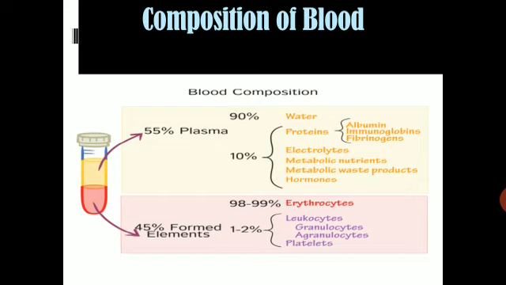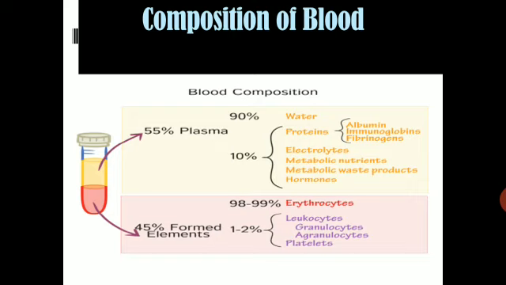According to this picture, plasma itself is composed of 90% water, and the remaining 10% has plasma proteins. Different types of plasma proteins are present. It also consists of immunoglobulins and fibrinogens. Other than that, it has dissolved ions, salts, waste products, hormones, all such dissolved substances. So it is plasma which has all the dissolved substances, and all the formed elements are embedded in the plasma. So that is the composition of blood.